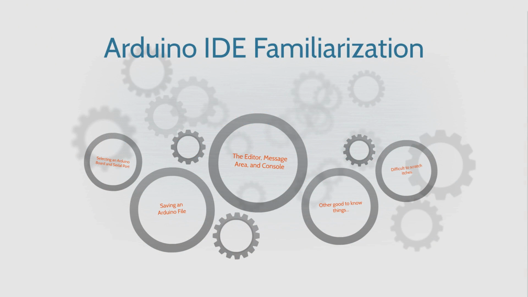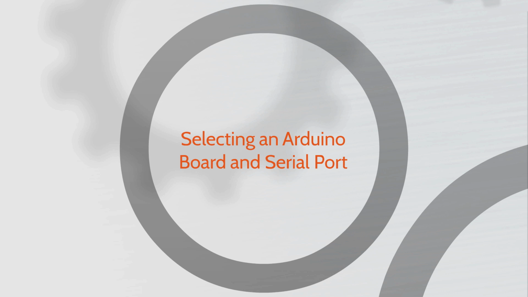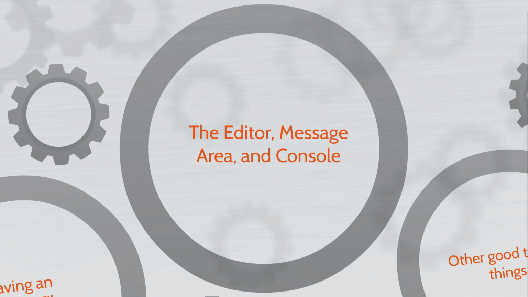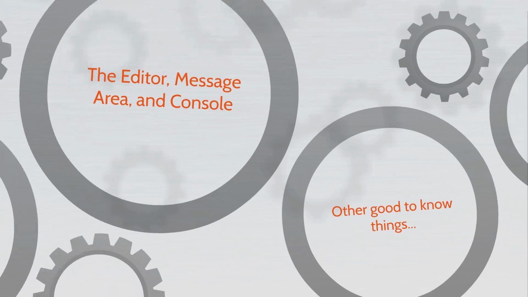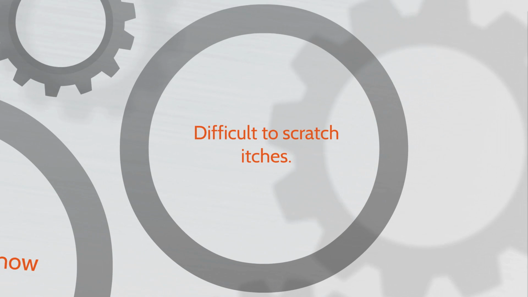Specifically, what we'll be covering in this lesson is selecting the correct Arduino board and serial port from the Tools menu. We'll talk about saving an Arduino file called a sketch. We'll talk about the editor, the message bar, and the console. We'll talk about some other miscellaneous items that are good to know about the Arduino IDE. And finally, we'll learn how to scratch an itch that's almost nearly impossible to reach on your back.